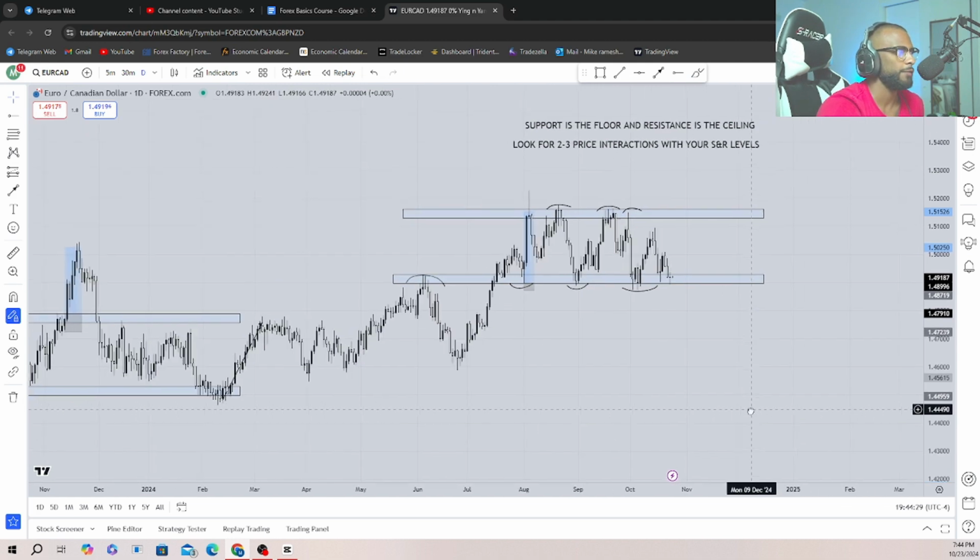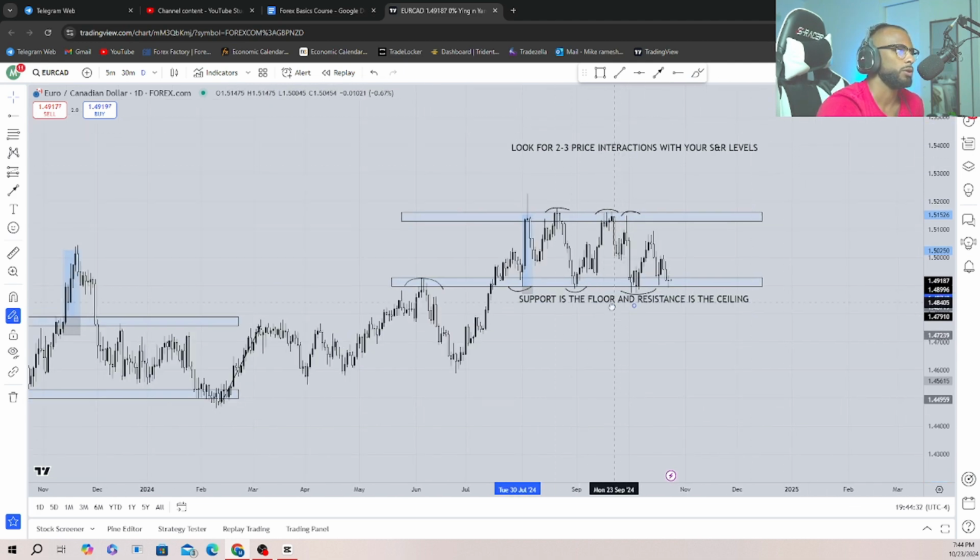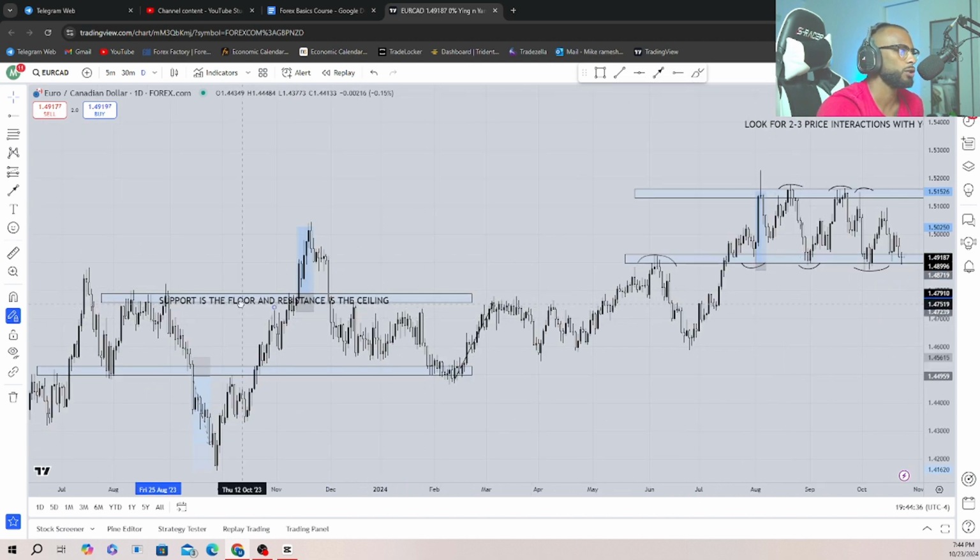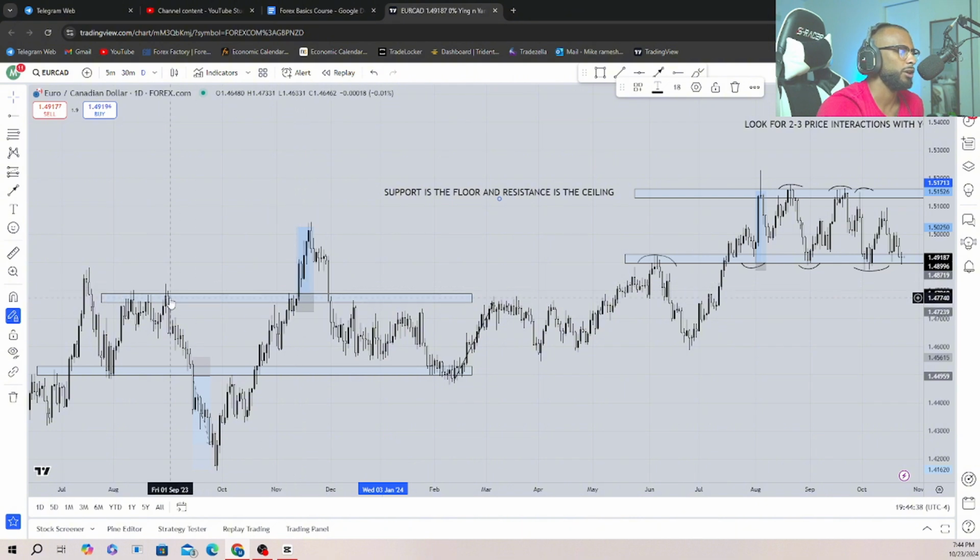So that's pretty much it for support and resistance. Remember, support's going to be the bottom and then resistance will be the ceiling. But if price breaks through resistance, then there's a chance that previous resistance can now become new support, as it did right here. Previous resistance now becomes new support, okay? So on and so forth.